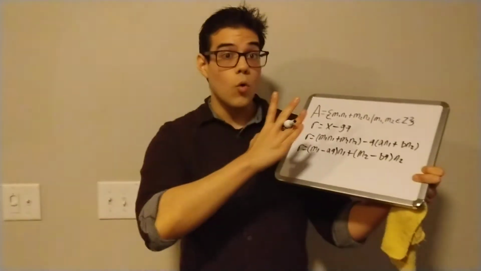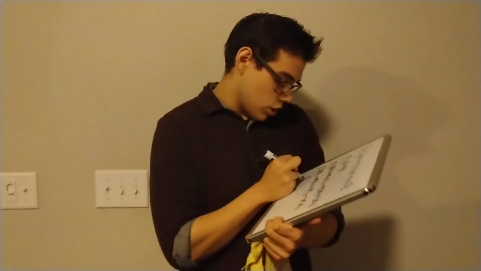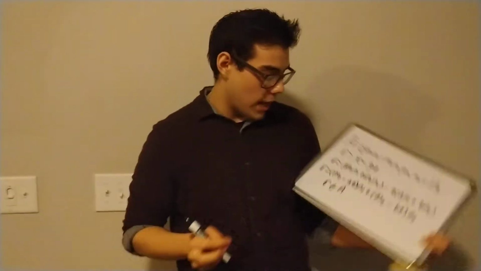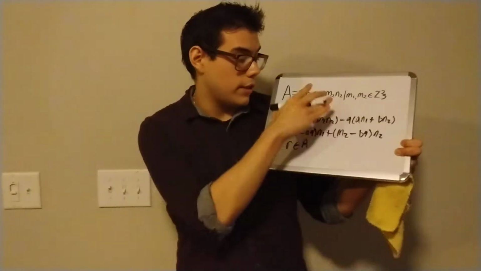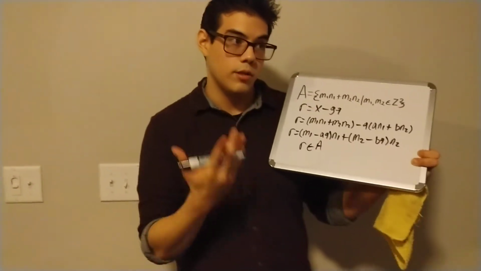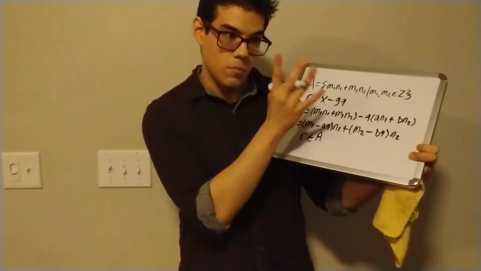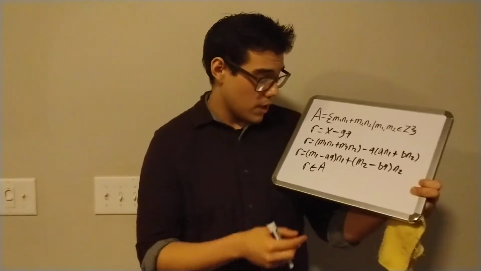Now, what is the point of all this? All of this shows that r is an element within A, because all r is just adjustments to the linear combinations that we already know exist within A. It's just an adjustment of x and g.